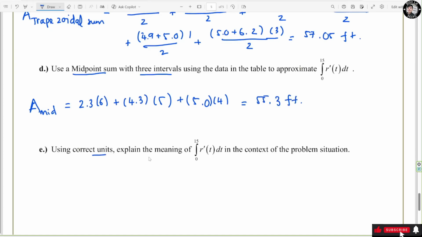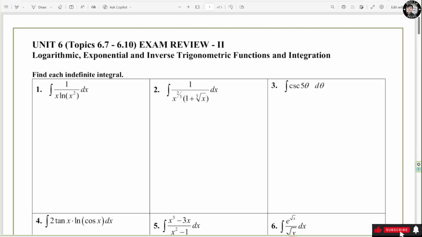Now question E. Use correct units. Explain the meaning of this interval in the context of the problem situation. So we need to say that the integral from 0 to 15 of r prime of t dt gives the total amount, the radius of the total changes from time t equals 0 to t equals 15 minutes. Now let's move on to the second part of unit 6. We need to find the integration of logarithmic, exponential, and inverse trigonometric functions.